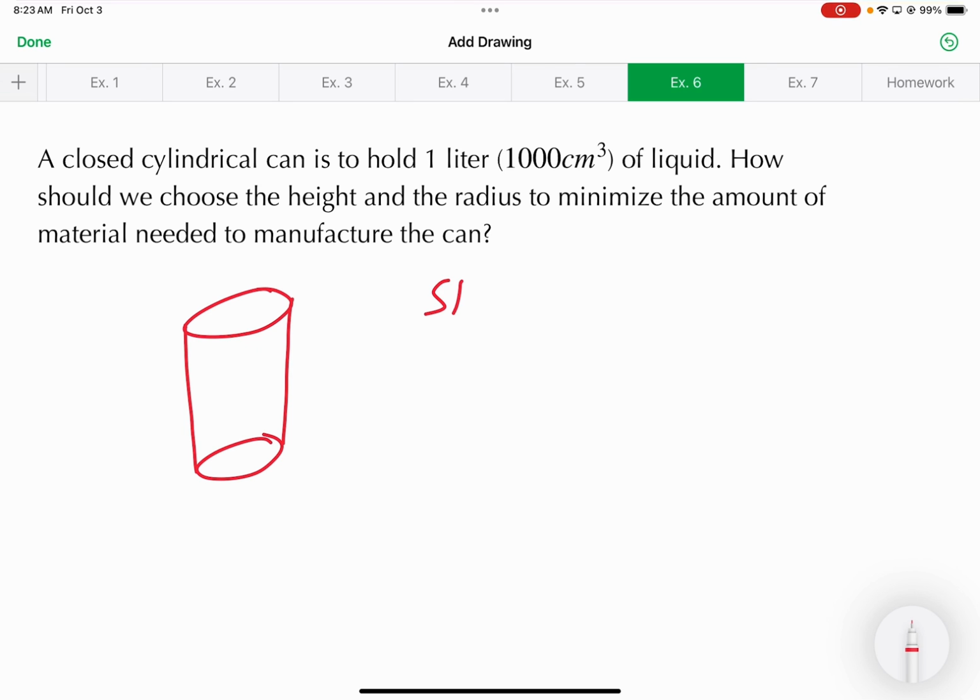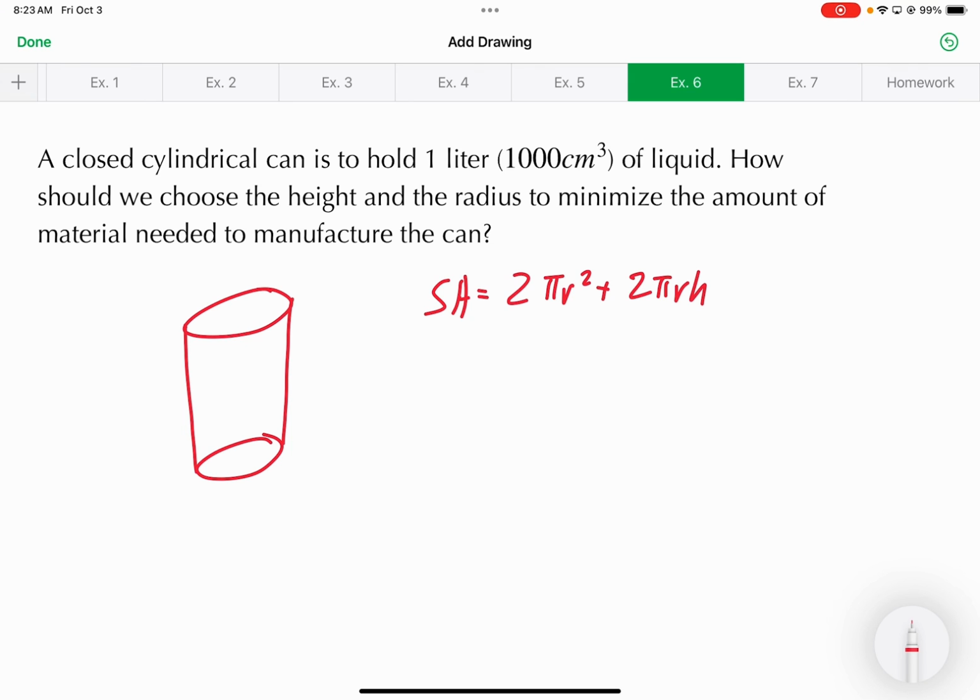Yeah. So surface area, you've got to think about what it's consisted of: 2 circles and then a rectangle, right? So 2 pi r squared, plus the area of the label, essentially, around the can. So it's the circumference times our height. What'd you guys say, 2 pi rh? Yeah. Okay, cool. We need to figure out how we choose the height and the radius to minimize that amount of material.